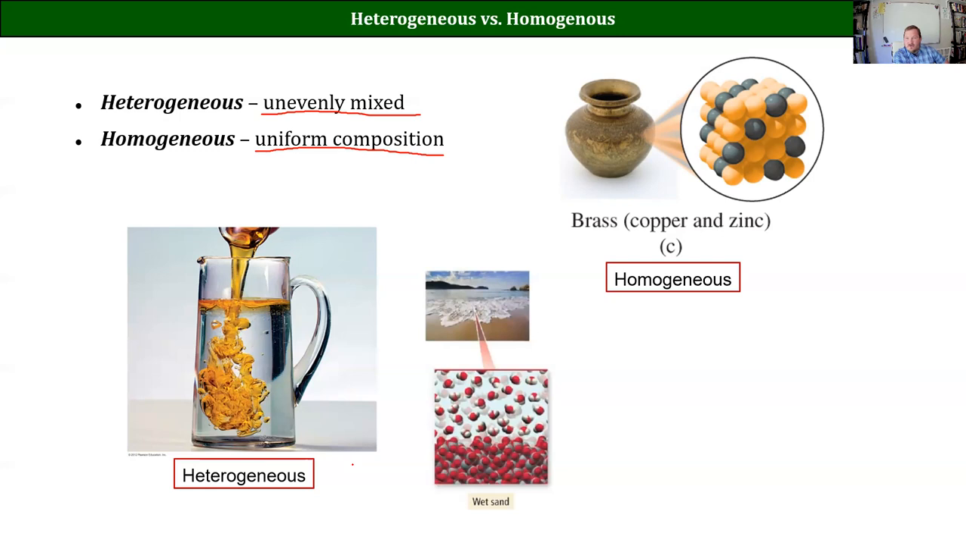Wet sand is another good example of a heterogeneous mixture, right? Because depending on where you scoop your water from, the top of the lake or the bottom of the lake, you are going to get a different amount of sand mixed in with your water.